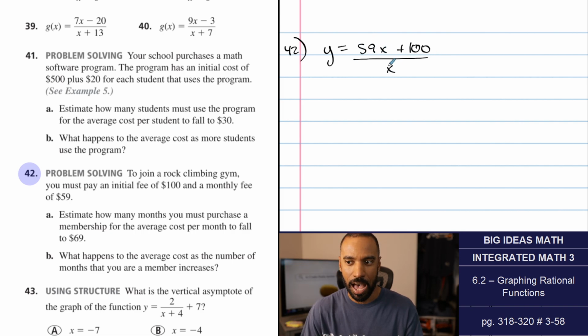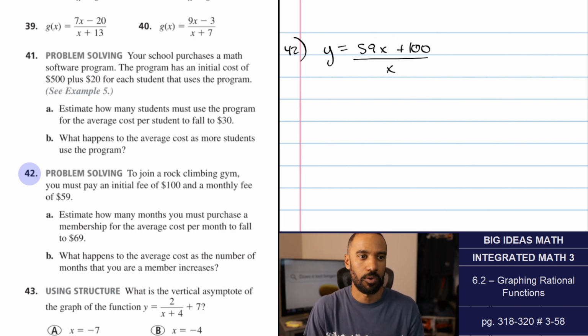We want our monthly average when dividing by x to be $69. Now, given that, we'll go to the graphing thing. I'll confirm it by plugging in our numbers afterward, like solving algebraically. But we're doing 59x plus 100 all over x. Let's see if this window range is good. It's probably fine. I think it slopes out a little too far there. I don't think I need to go that far. Let's check this out. All right, that looks good.